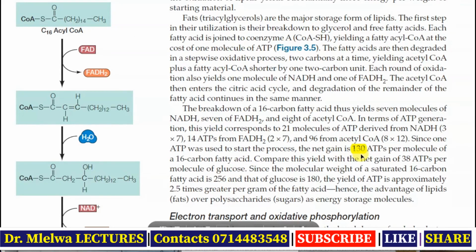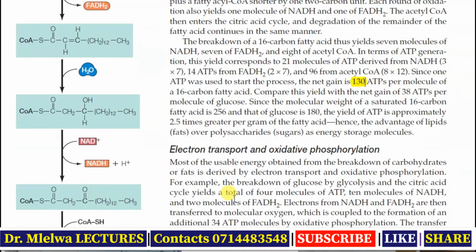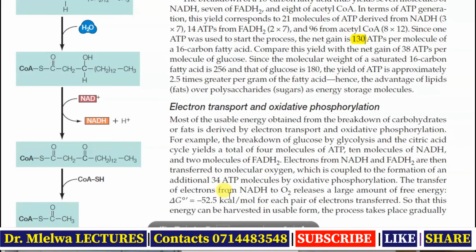So compare this yield with a net gain of 38 ATP per molecule of glucose. Since the molecular weight of the saturated 16 carbon fatty acid is 256 and that of glucose is 180, the yield of ATP is approximately 2.5 times greater per gram of fatty acid. Hence the advantage of lipid or fat over polysaccharide sugars as energy store molecules in the body.